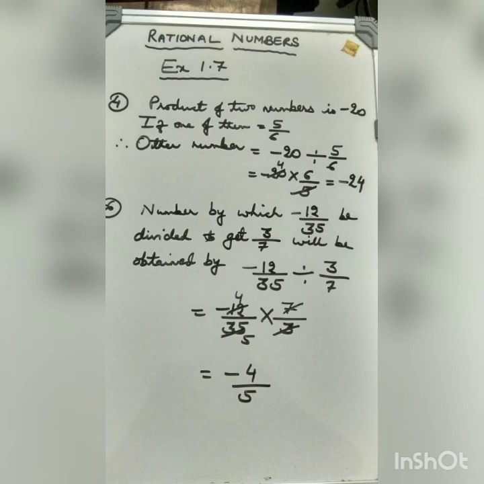Minus 12 upon 35 into 7 by 3. Now 3 fours are 12, 7 fives are 35. So you are getting minus 4 by 5 as the final answer. Hence, the questions are solved like this.